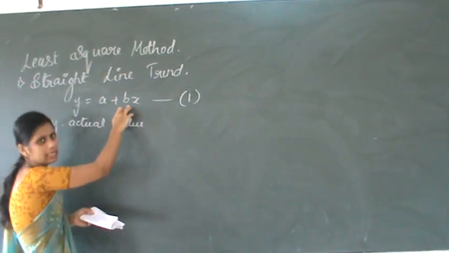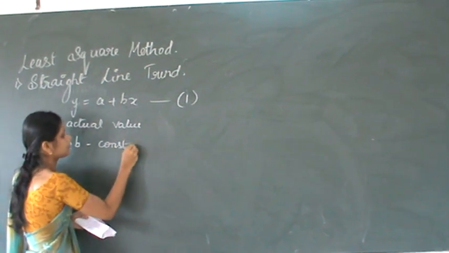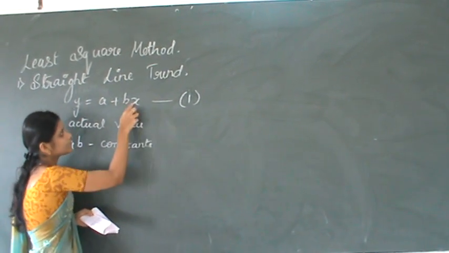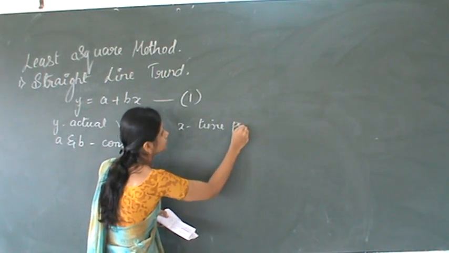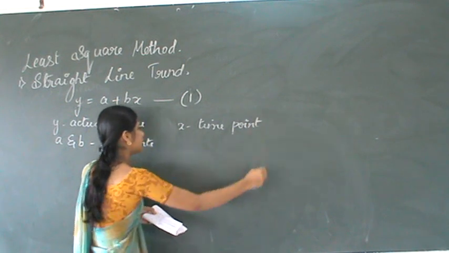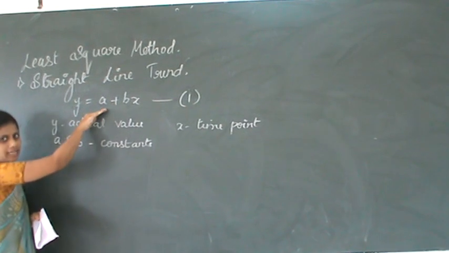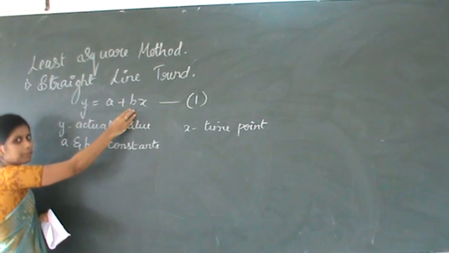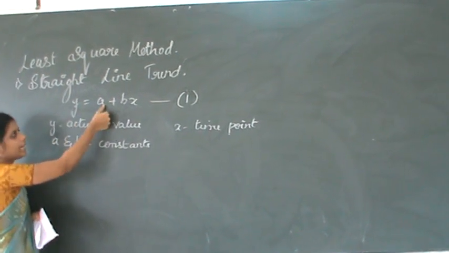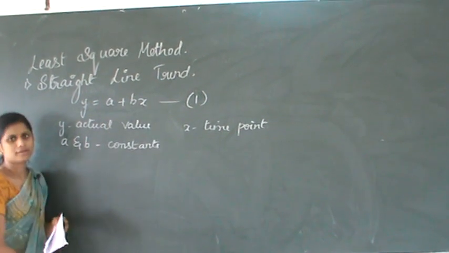Then a and b are constants. Next, x is nothing but the time point. So this is a straight line equation. A straight line is represented by y is equal to a plus bx, where y is the actual value, a and b are constants, and x is the time point.